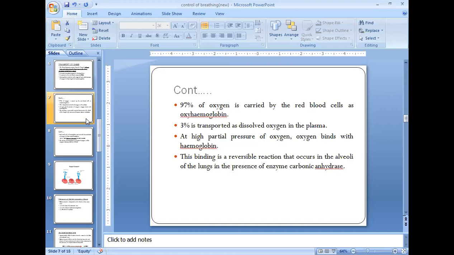This binding is a reversible reaction, which means when the partial pressure of oxygen gets low, which occurs at the level of tissues, then oxyhemoglobin dissociates oxygen from it, and again it provides that oxygen to the tissues, and it gets changed into what? Into hemoglobin. And this whole process is carried out with the help of an enzyme called carbonic anhydrase.